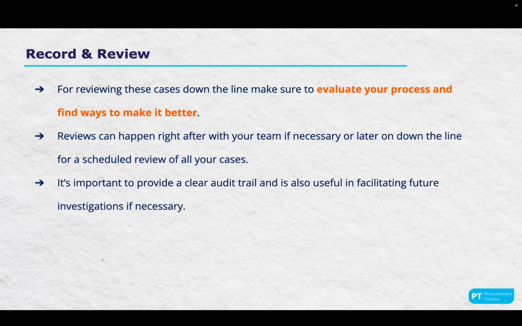Finally, we have the record and review. For reviewing these cases down the line, make sure to evaluate your process and find ways to make it better. A conflict of interest policy can always be updated, and by reviewing your process, you can do exactly that. Reviews can happen right after with your team if necessary, or later on down the line for a rescheduled review of all of your cases.